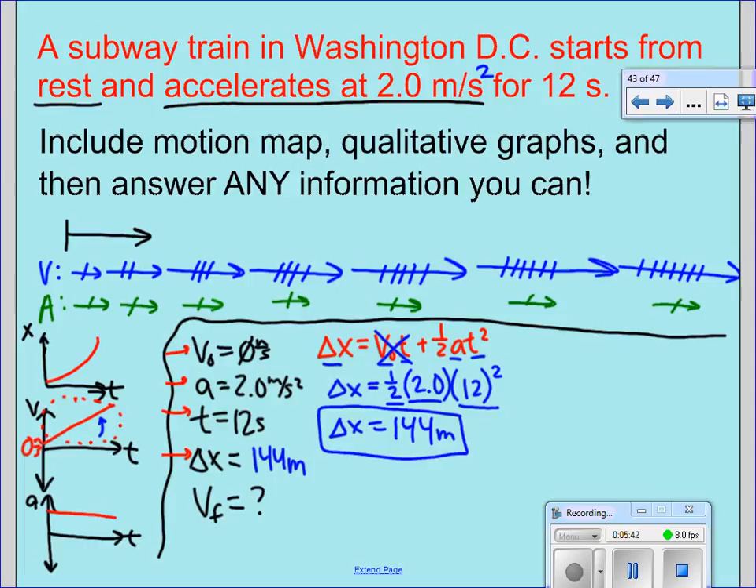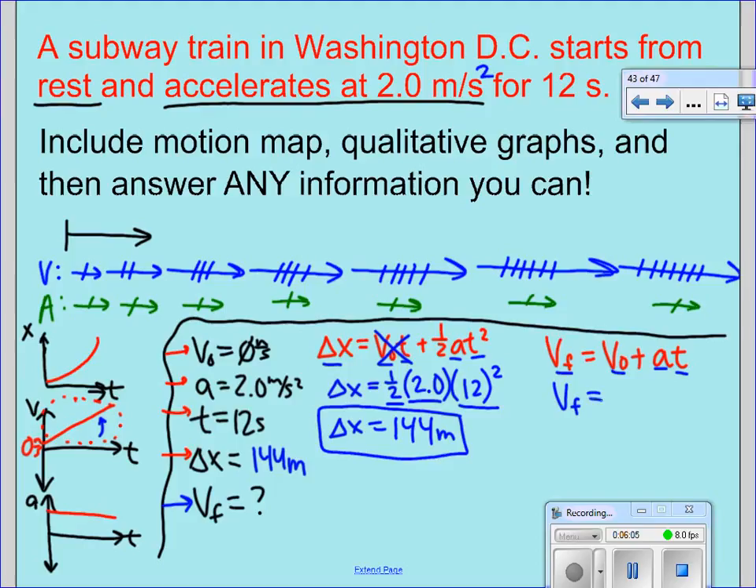Finally, I want to solve for final velocity. There are two equations that I can use to solve for final velocity. Use whichever one you would like. I'm going to go ahead and use this one right here. V final equals V initial plus at. My final velocity is what I'm solving for. I know initial, I know my acceleration, and I know my time.